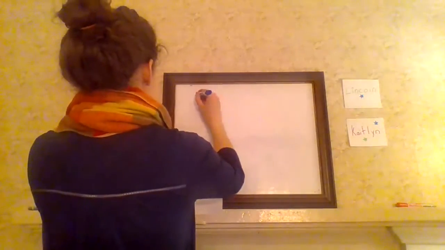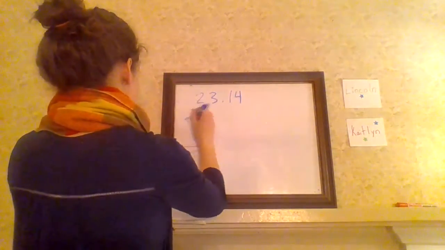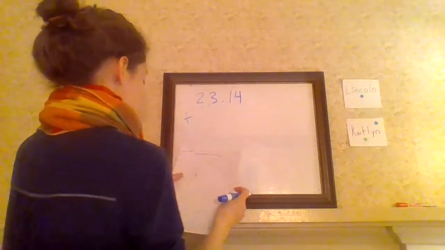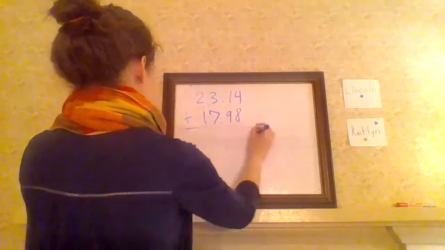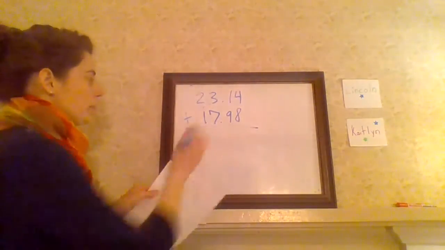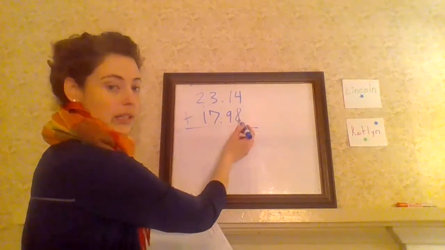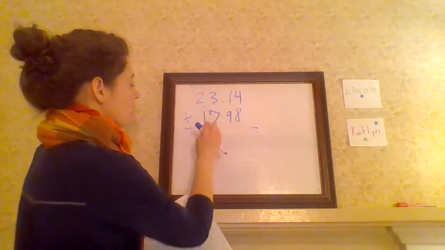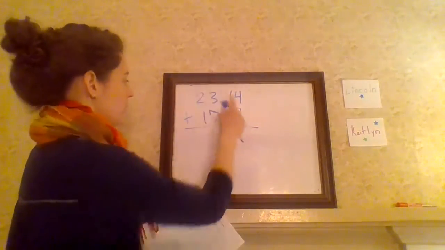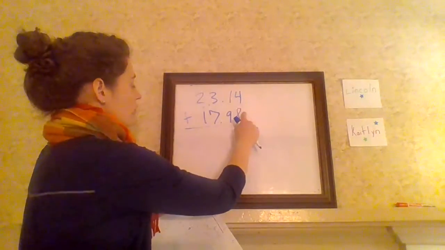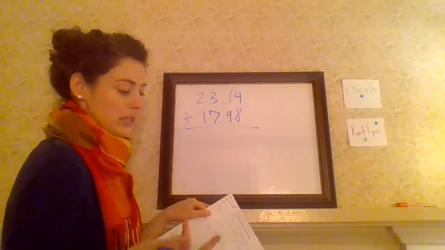Okay, so let's try this one. Let's say we had $23.14, and then we got an additional $17.98. So let's add those up. If we think of it like this, there we have our 4 pennies here, and we add another 8 pennies. Oh, and just before I start, let's notice that I lined up the decimals here. Okay, so 4 pennies plus 8 pennies, we would get 12 pennies, and we don't want to have 12 pennies.